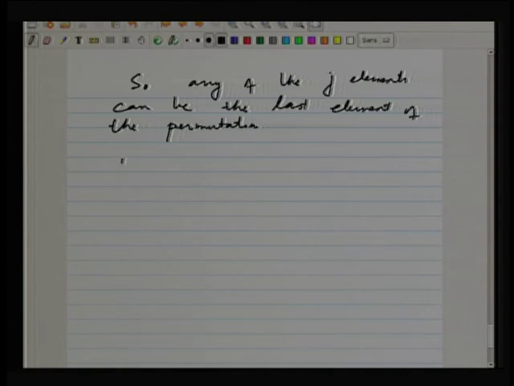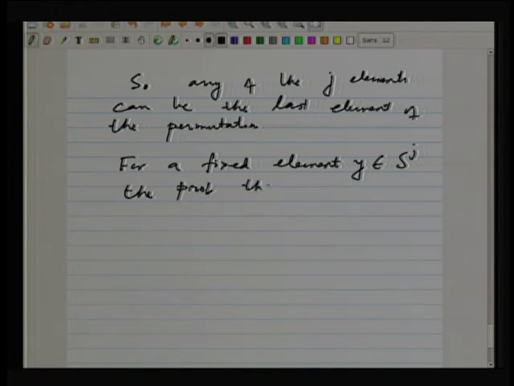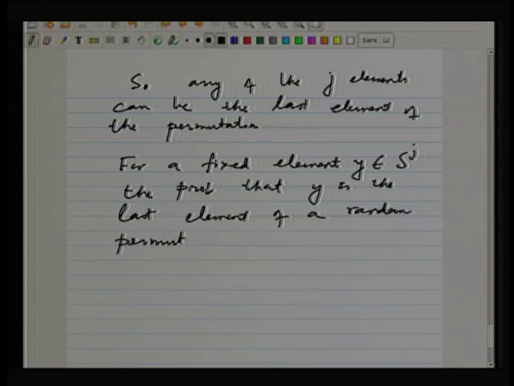So, any of the j elements can be the last element, which means that if you fix an element, let us say y in Sj, the probability that y is the last element of a random permutation of Sj is 1 over j, right. Any of these elements can be the last element.